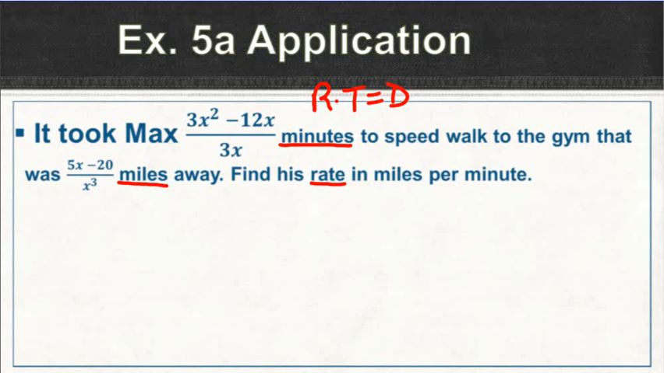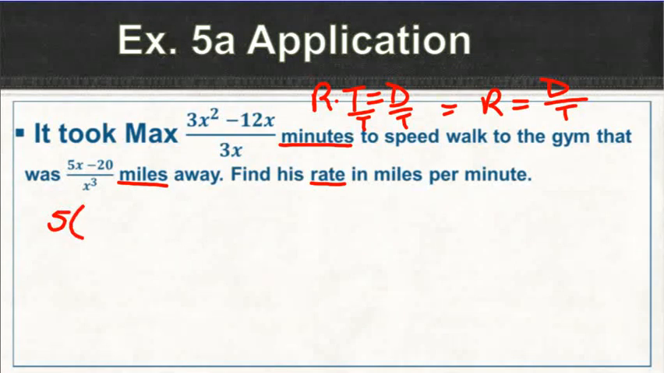Now I want to find the rate. So if I rewrite this, I can divide the time on both sides to get the rate by itself. So rate equals distance over time. So my distance, which in the problem is 5x minus 20 divided by x cubed. If I write that in that formula, I'm going to factor a 5 out first. 5x divided by 5 is x. 20 divided by 5 is 4. So my numerator is 5 times x minus 4 divided by x cubed.